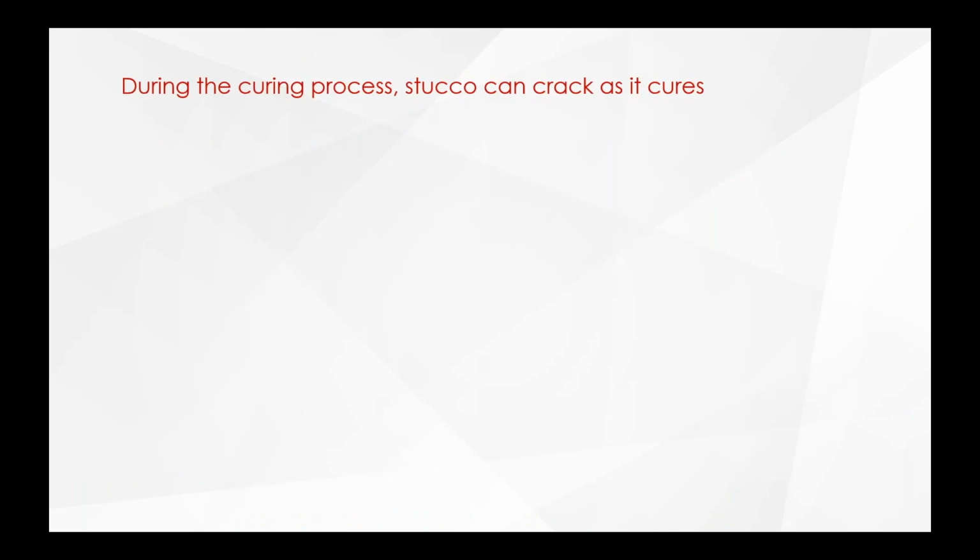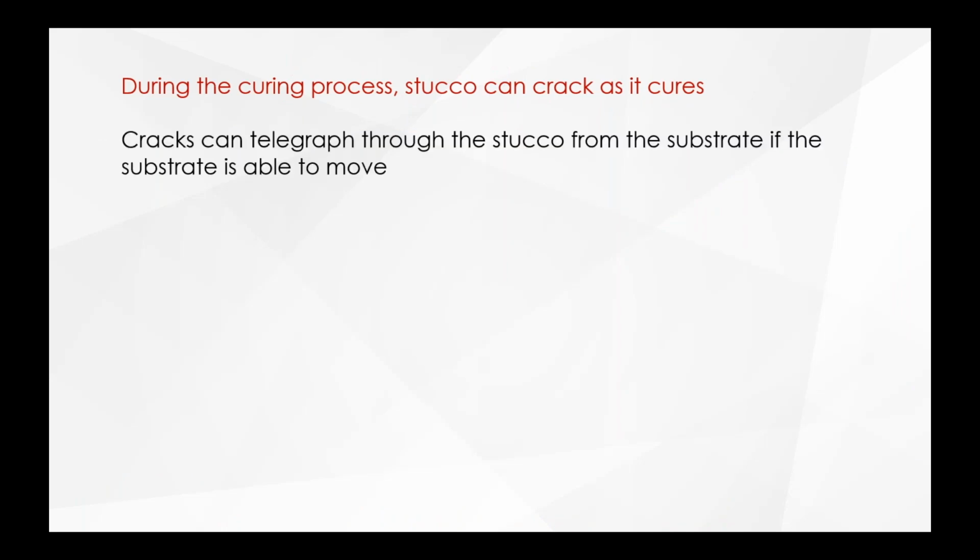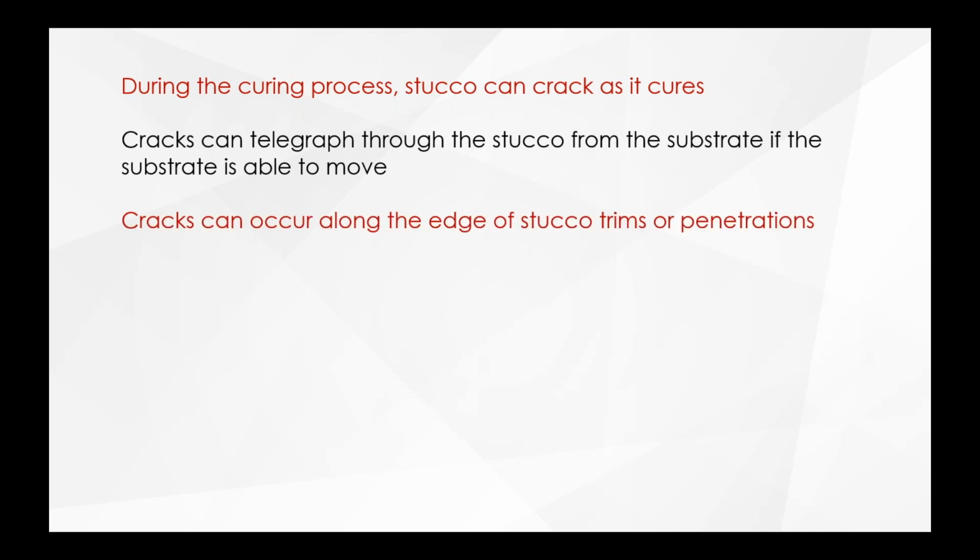All right, but here's the things that I want to talk about. Cracking can happen during the curing process; stucco could crack as it cures. Cracks can telegraph through the substrate like we've seen in that last image, especially if the substrate's able to move. Cracks can happen along the trim, like I just showed, especially with aluminum. And if it's improperly mixed, I've seen jobs where they've had a lot of cracking.